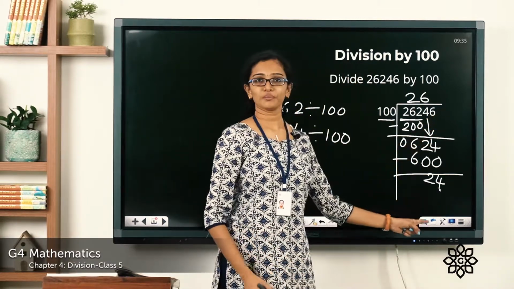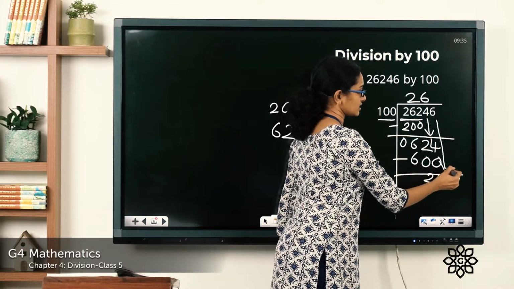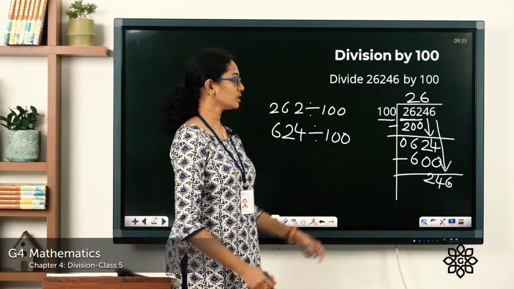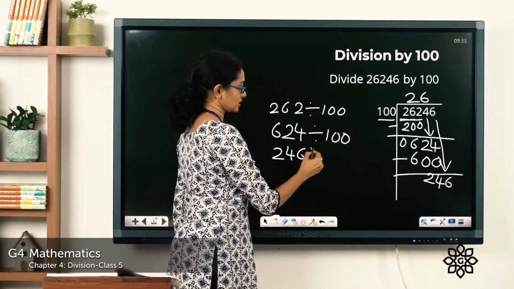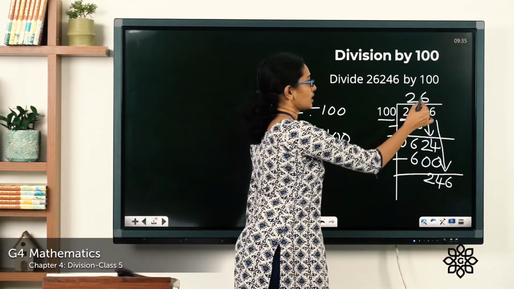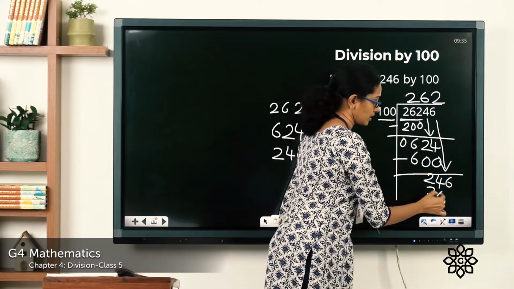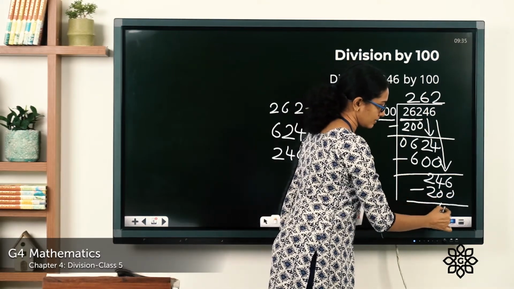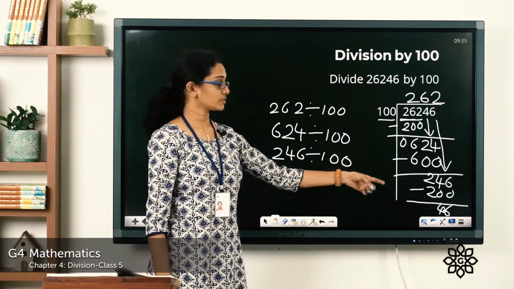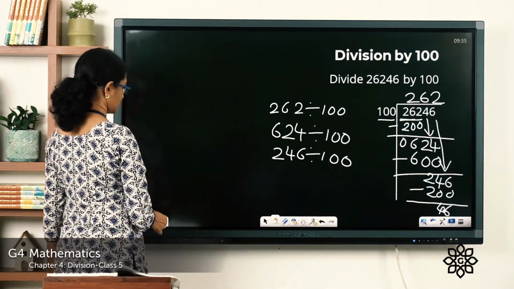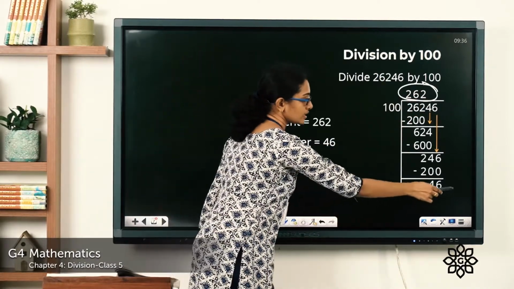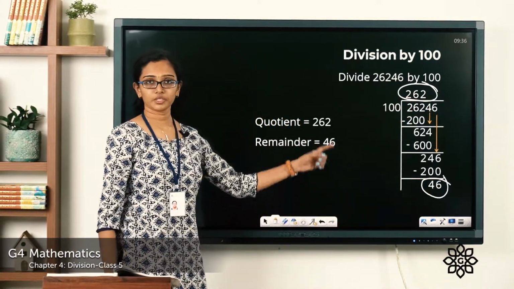Now there is one more digit to bring down, so that is 6 here. Now how many hundreds will go in 246? So next dividend is 246, and we divide that by the divisor 100. We know 100 2s are 200. So we write that here, we subtract, giving us 46. Any more digits to bring down? No, right? So let's stop the division right there. Now we get the quotient as 262, and what is the remainder? 46. We cannot divide 46 by 100 as well.